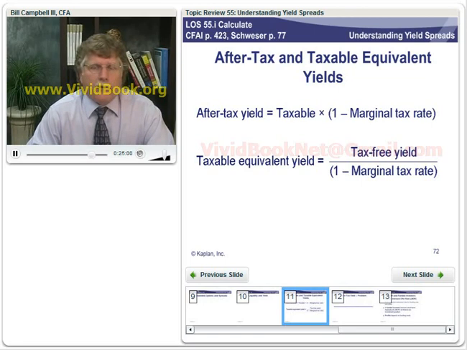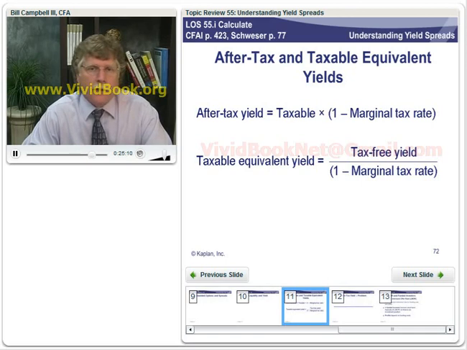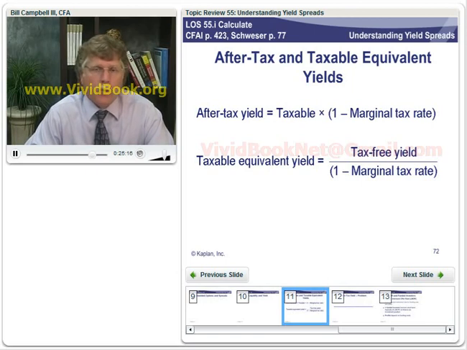Conversely, if you have a tax-free yield, for example, the yield on a municipal bond, and you want to know what kind of yield I would have to get on a taxable bond to get the same benefit, well, you take the tax-free yield, divide it by 1 minus the marginal tax rate. That gives you the taxable equivalent yield.